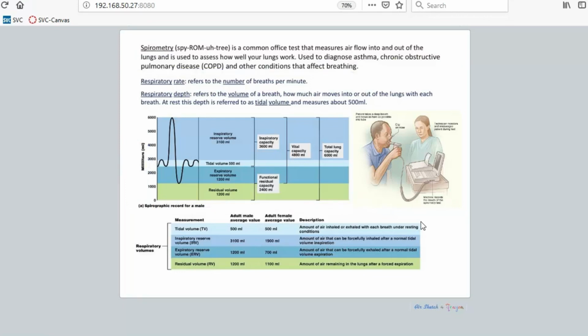But two things that I want to point out here that you do need to know are something called respiratory rate and respiratory depth. Respiratory rate refers to the number of breaths per minute.